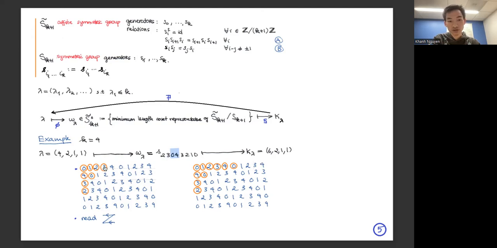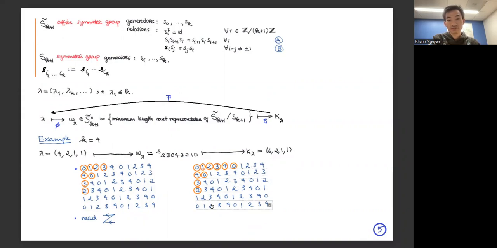And now I go to the first row. I read the entries from right to left. I get 3, 2, 1, 0. So that's why I get 3, 2, 1, 0 here. And we get the element W lambda. And now I find the map from W lambda to kappa lambda.